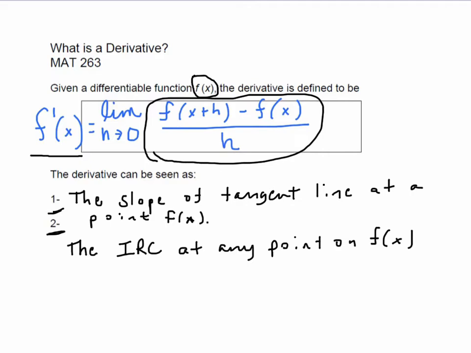So these are the three things that we talk about when we talk about defining the derivative. F prime of x is equal to the limit as h approaches 0 of f of x plus h minus f of x all over h. It's also the slope of the tangent line at a point on the function and the instantaneous rate of change at any point on the function.